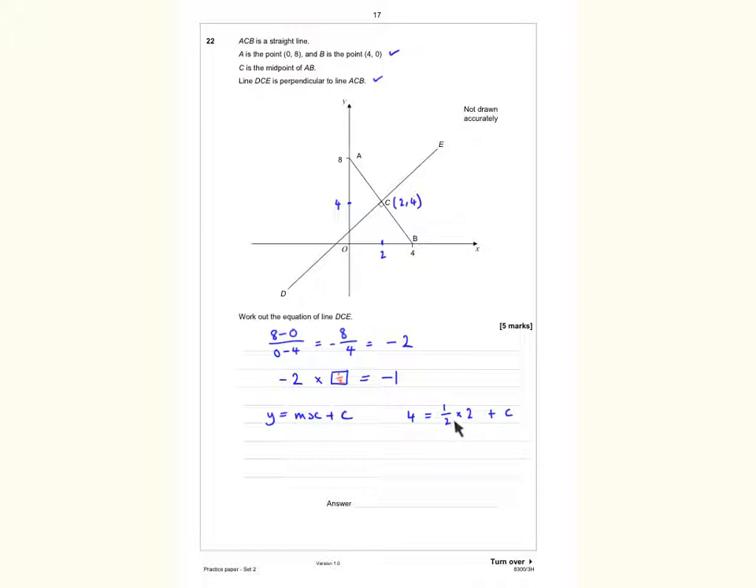Half times 2 here is 1, and if I subtract 1 from both sides, I'm going to get 3 on this side is equal to c. So c is equal to 3. Now that I know c and I know what m is, I'm going to write my equation in y and x. So we're going to have y equals, m is a half, so half x, and c is 3, so add 3. Okay, and that's our equation.